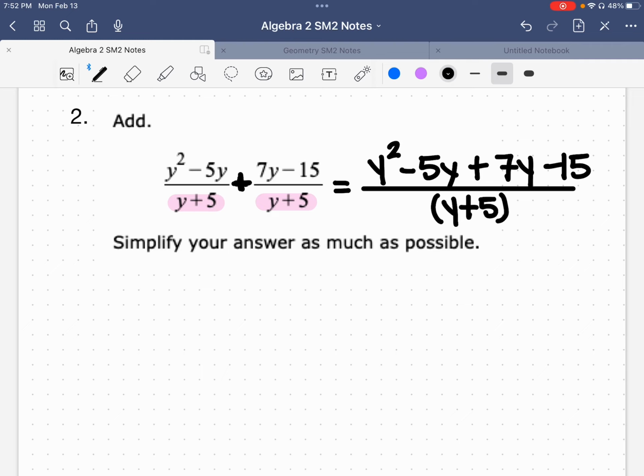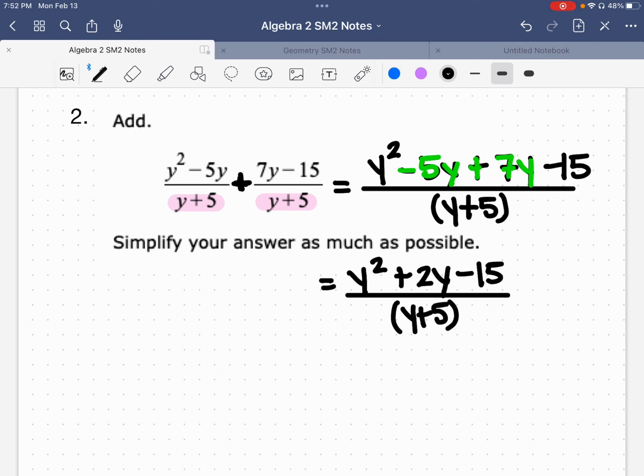All right, now when you have a polynomial like this in the numerator with more than one term, this one has 4 terms, it probably means that there's something that we can combine together. We can go ahead and combine the negative 5y plus the 7y. And we can go ahead and create them and say, well, that is y squared plus 2y minus 15 over y plus 5. Do I have to factor the top, the numerator?